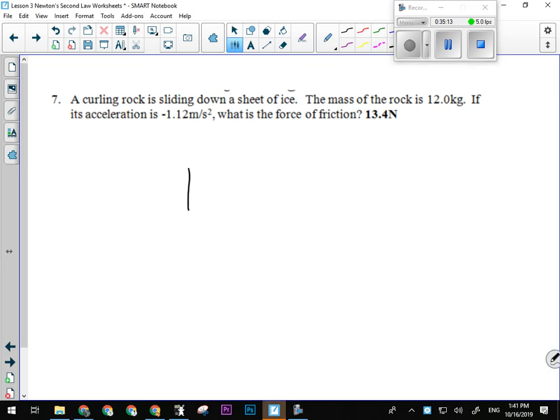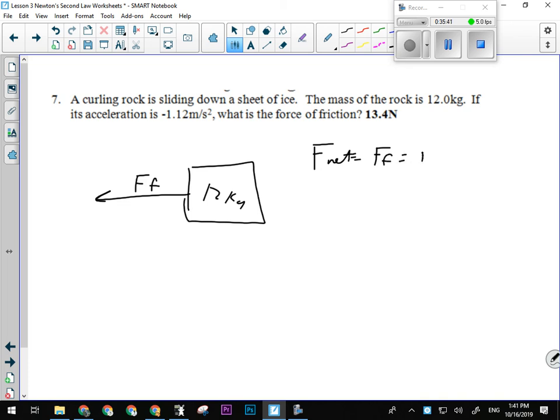So all we have is a curling rock that has a mass of 12 kilograms being acted upon by the force of friction. Since this is my free body diagram, I only have one force, it's by default the F net. That's the vector sum of all forces right there. This one, that's the net force. There aren't any others. Okay, so F net equals the force of friction, which equals mass times acceleration.